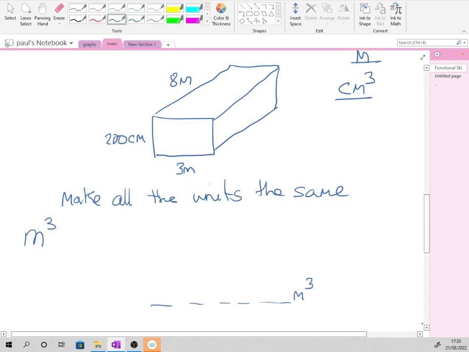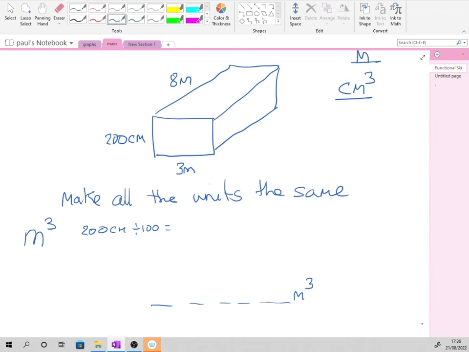So I'm going to do it in meters cubed, and so I need to convert this to meters. 200 centimeters, I need to divide by 100, which equals 2 meters. So now I've got 3 times 2 times 8, which is 6 times 8, which is 48 meters cubed.